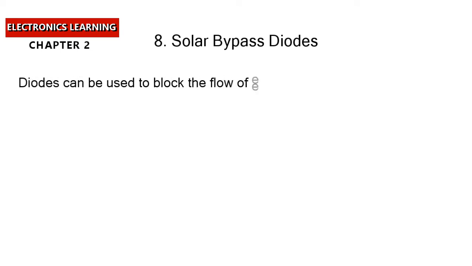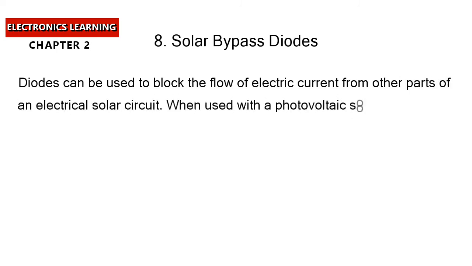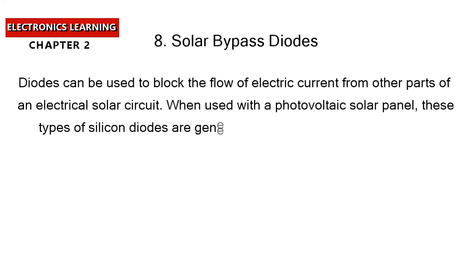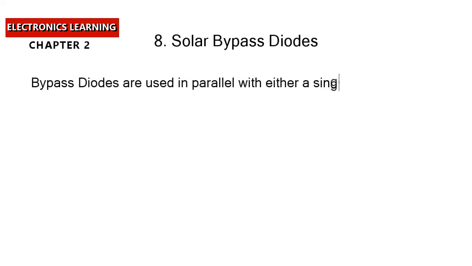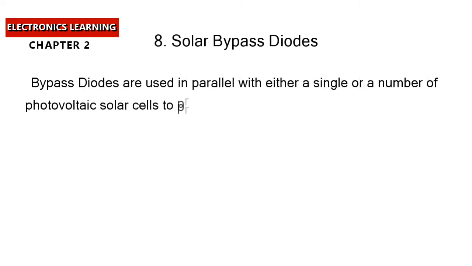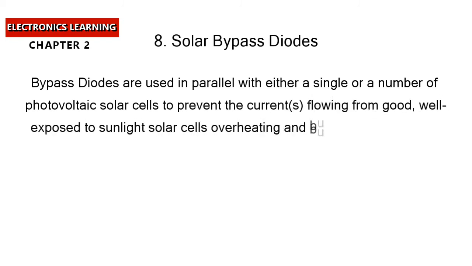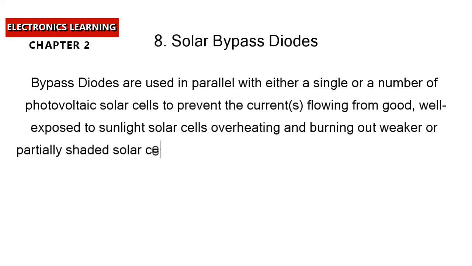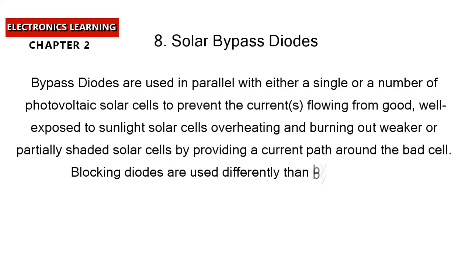Diodes can be used to block the flow of electric current from other parts of an electrical solar circuit. When used with a photovoltaic solar panel, these types of silicon diodes are generally referred to as blocking diodes. Bypass diodes are used in parallel with either a single or a number of photovoltaic solar cells to prevent the currents flowing from good, well exposed to sunlight solar cells overheating and burning out weaker or partially shaded solar cells by providing a current path around the bad cell. Blocking diodes are used differently than bypass diodes.